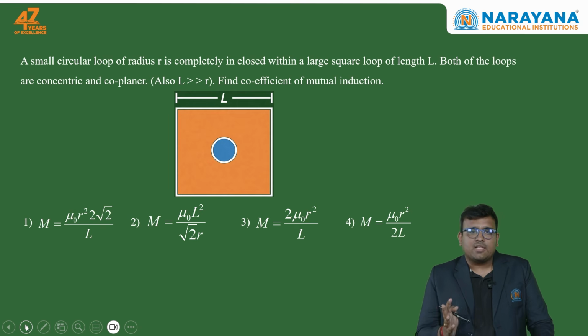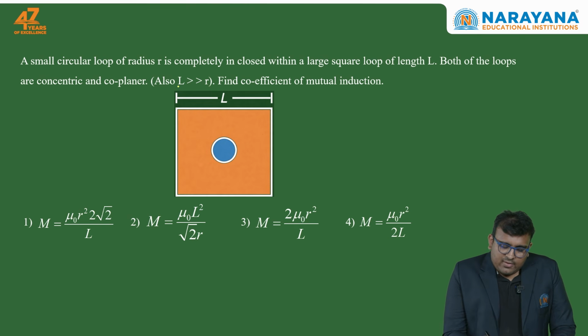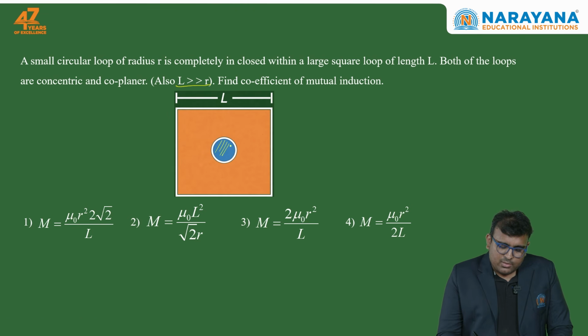Okay, so there's another question. They said that a small circular loop of radius r is completely enclosed within a large square loop of length L. Both of the loops are concentric and coplanar. They said that L is very, very much greater than R. They're asking to find the coefficient of mutual inductance. So it's very clear. Since L is very much greater than R, I can say that the magnetic field at all of this position is uniform.